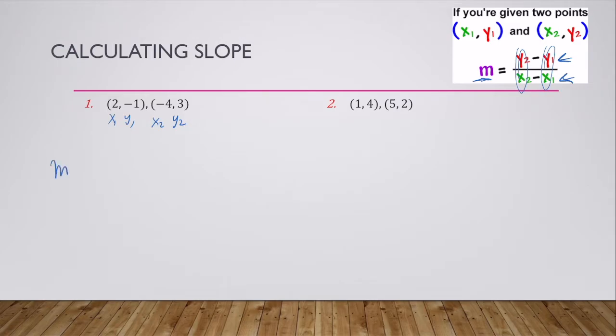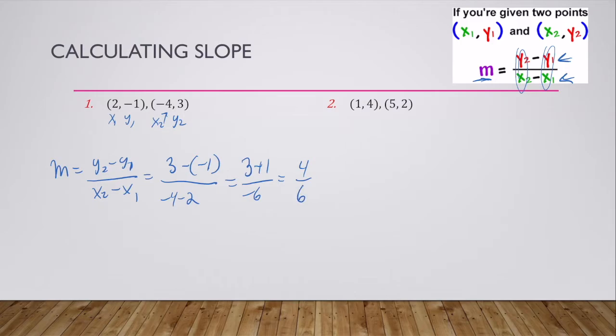So my slope is my change in y values over the change in x values. Here I've got 3 minus a negative 1 over negative 4 minus 2. So 3 minus a negative 1 is 3 plus 1, over negative 6, which is negative 4/6, which is negative 2/3. Note, when it comes to slope, keep this as a fraction. When it comes to graphing using slope, you will thank me. So keep these as a fraction, please and thank you.